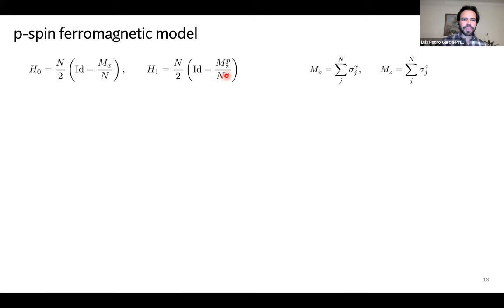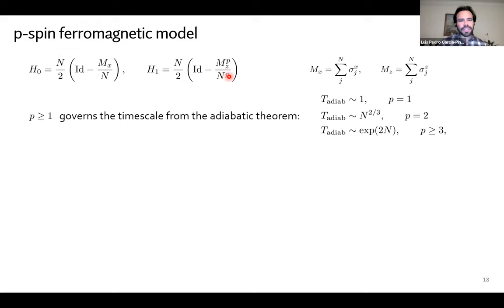There's a free parameter P in the spin ferromagnetic model. And the nice thing is that this parameter governs the size of the minimum gap. So this parameter P then governs the time scale that the adiabatic theorem will give you, okay? I'll show a reference very soon, but many people have studied this. And one of the nice things, as a toy model, is that you can go from an adiabatic time scale that's quite fast to an adiabatic time scale that's exponential in N by changing this parameter P and effectively making the gap smaller.